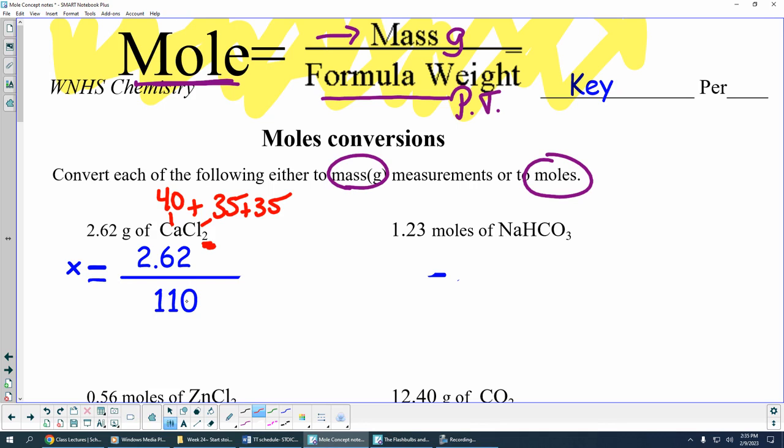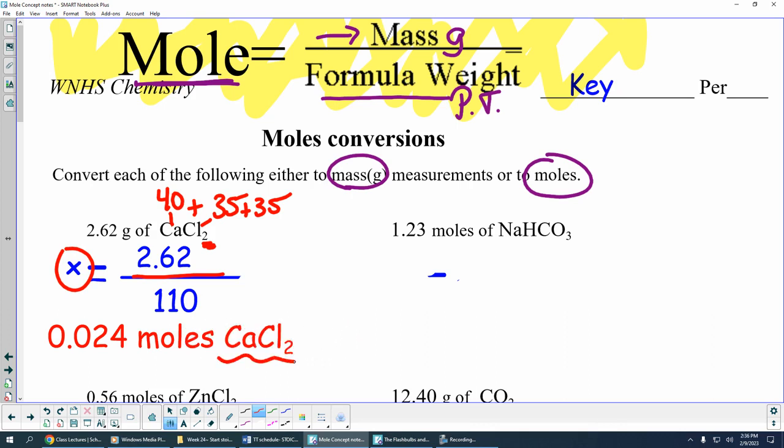Now we are going to divide, and when I divide 2.62 divided by 110, my calculator spits out a number I'm going to round to 0.024. Then, if I'm finding moles, I need to write moles, and then it's good practice to write what you found moles of.